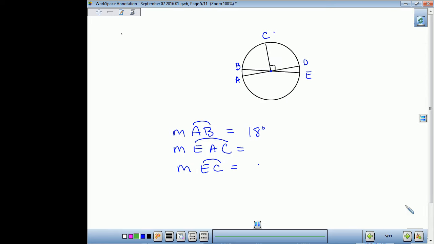All right. So here's our picture, and it tells us that the measure of arc AB is 18 degrees. So this arc has a measure of 18 degrees. So if this is 18, then that central angle would also have to be 18. Now, what do we know about semicircles? They're 180. So this semicircle would be 180, and this semicircle would be 180, and this semicircle would be 180. We got them all over the place.